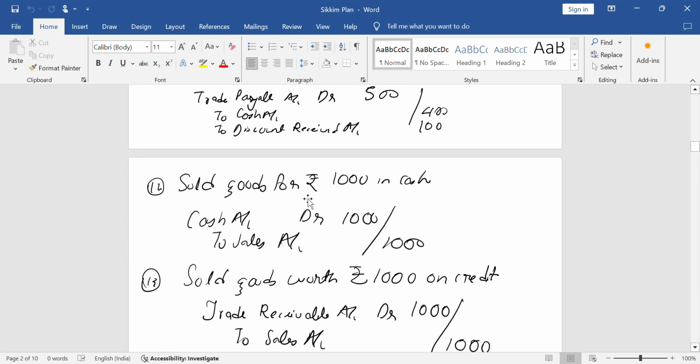Sold goods for rupees 1000 in cash. Simple entry, cash account debit to sales. Cash is an asset, increase in asset, debit. To sales account: sales is an income account, increasing balance, to be credited.